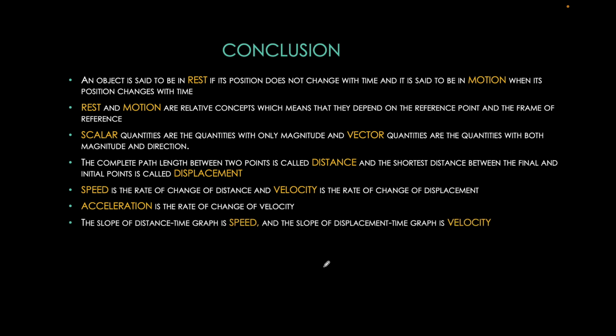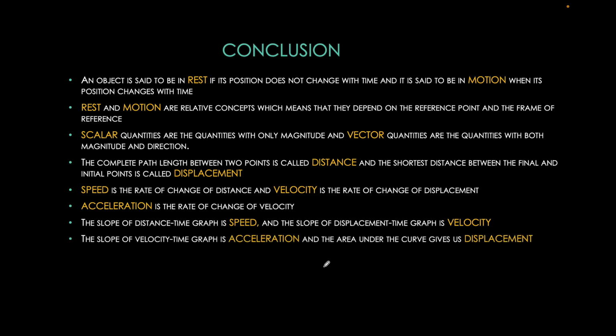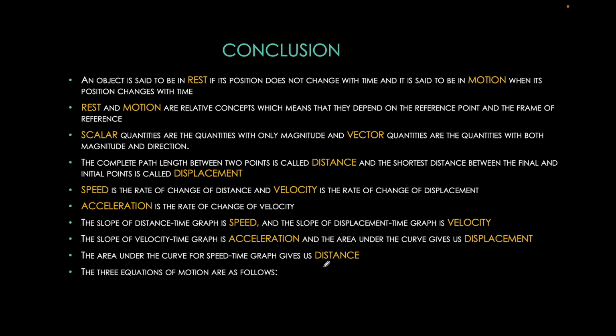The slope of distance time graph is speed, and the slope of displacement time graph is velocity. The slope of velocity time graph is acceleration, and the area under the velocity time graph is what? Displacement. And also the area under the speed time graph gives us distance. Also, the three equations of motion, which are the most important equations in this entire chapter, are v is equal to u plus at, s is equal to ut plus half at square, and v square minus u square is equal to twice as, where v is the final velocity, u is the initial velocity, a is the acceleration, t is the time, and s is the displacement.